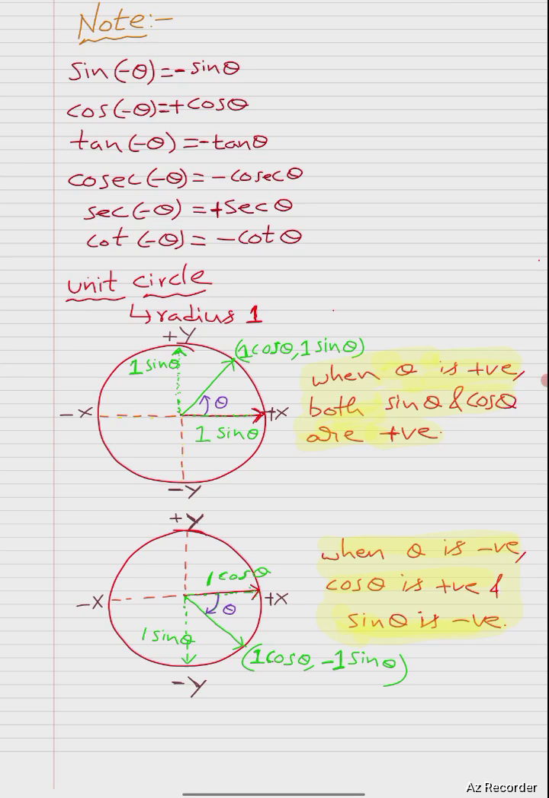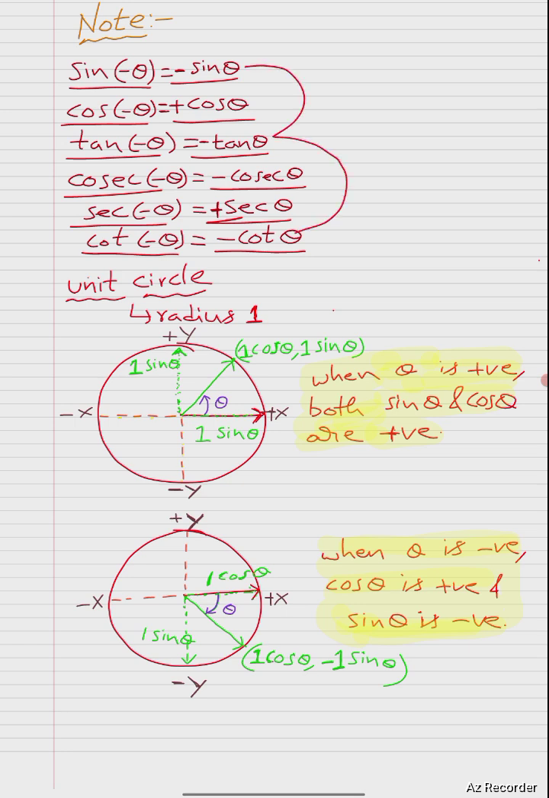Okay. Now, what about the negative angles? So far we have seen all the positive angles only. Now, what about negative angles? Here, sine of minus theta is minus sine theta. Cos of minus theta is plus cos theta. Tan of minus theta is minus tan theta. Cosecant of minus theta is minus cosecant theta. Secant of minus theta is plus secant theta. Cot of minus theta is minus cot theta.